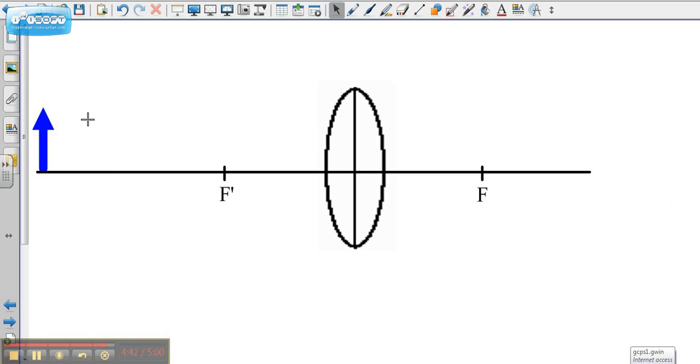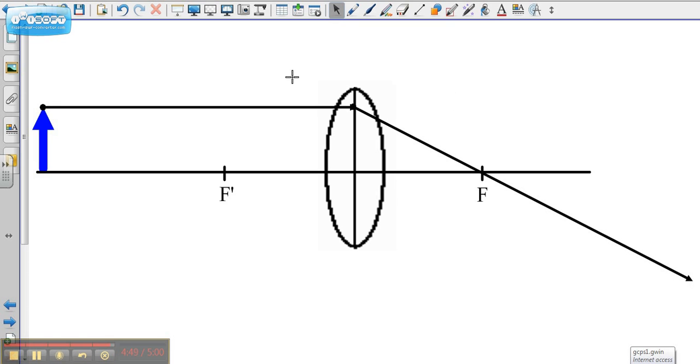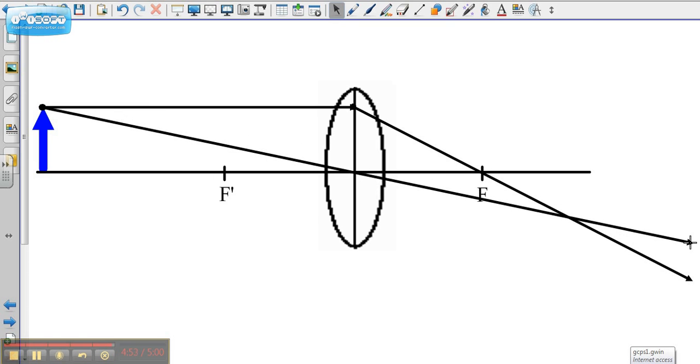Alright, last one is further out. So top of the line, top through the focal point, and then top through the center. So our image is here.